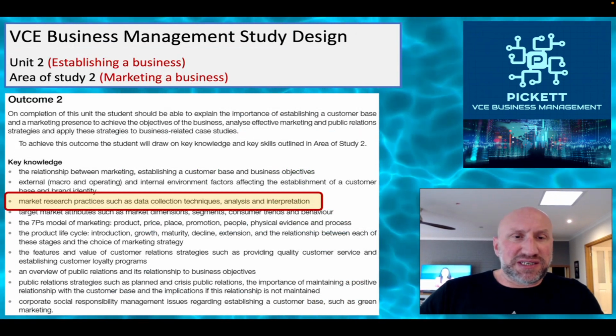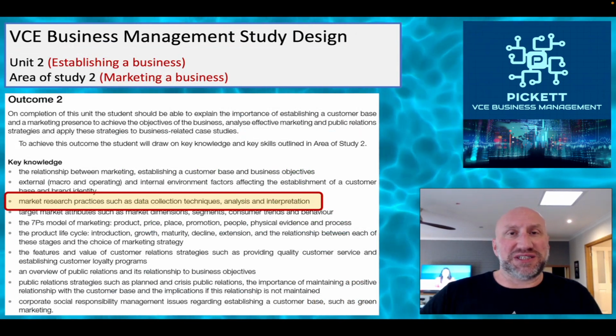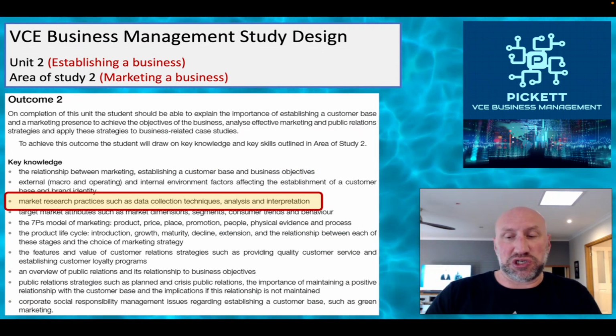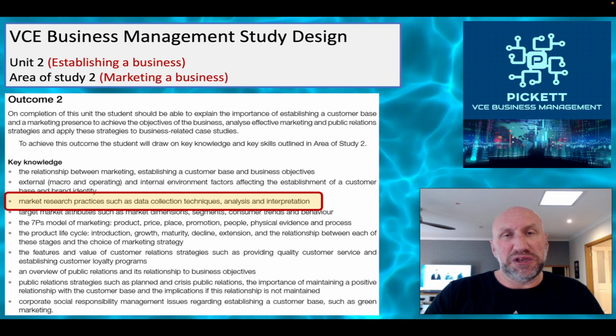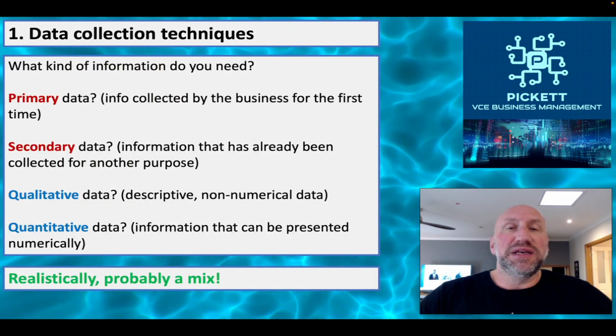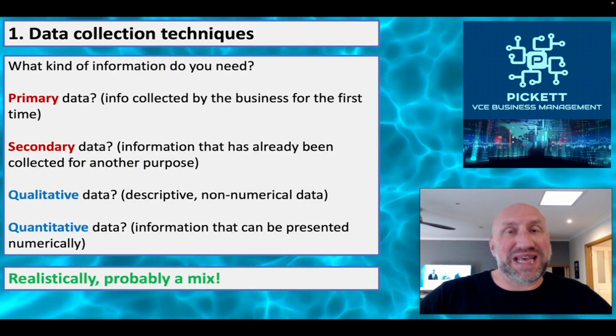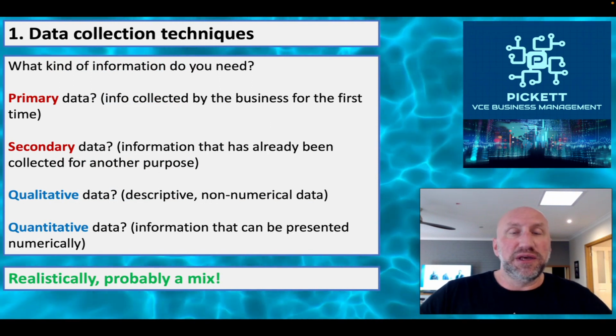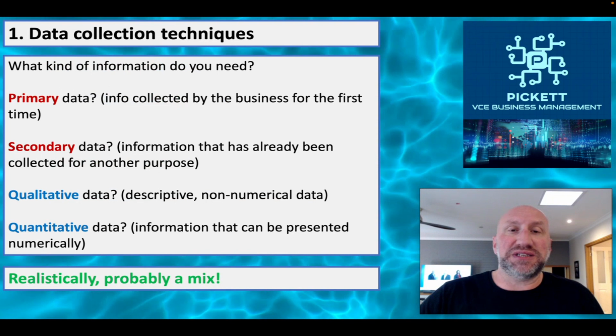Now, just go back to the study design here. It says practices such as data collection techniques and then analysis and interpretation. So let's just look at that now, finishing off the key knowledge dot point. So data collection techniques, first off. What kind of information is it that you're going to need? 2 types, primary data and secondary data.